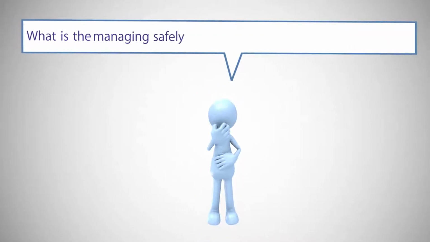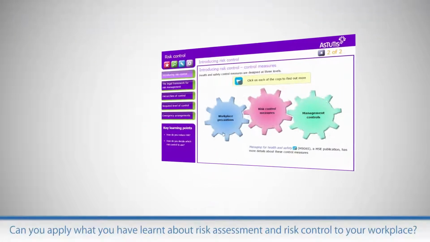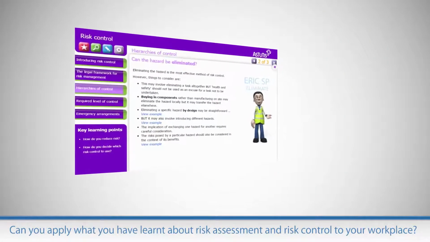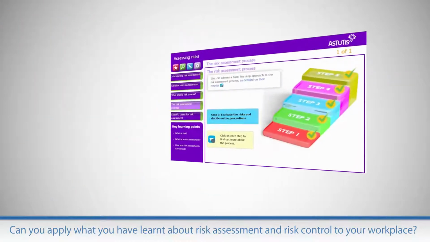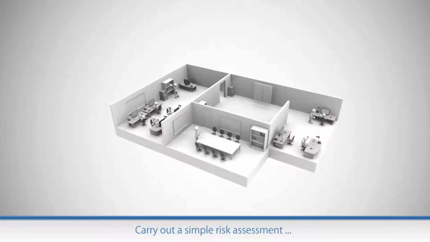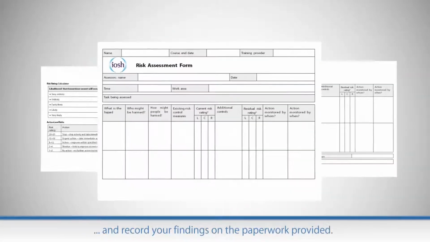What is the Managing Safely Workplace Assessment Project all about? The purpose of the Workplace Assessment Project is to find out if you can apply what you have learned about risk assessment and risk control to your workplace. You carry out a simple risk assessment of your work environment and record your findings on the paperwork provided.